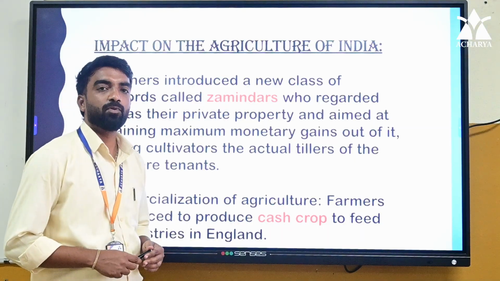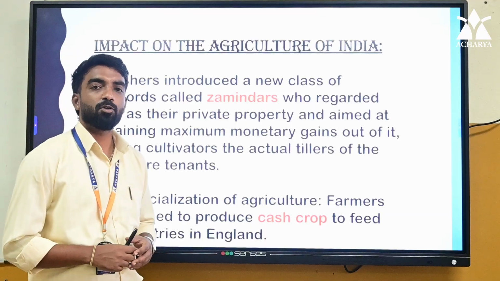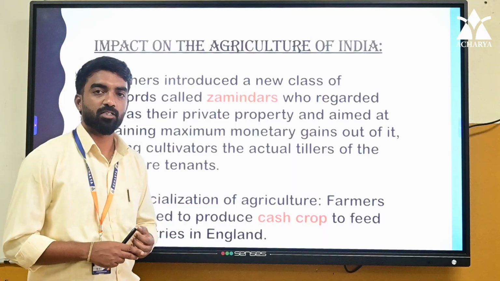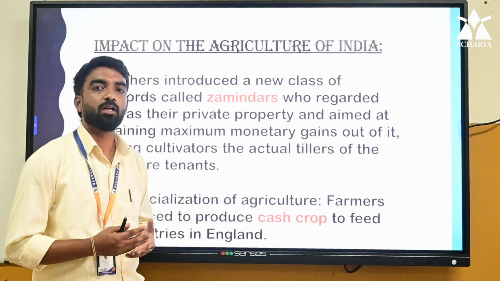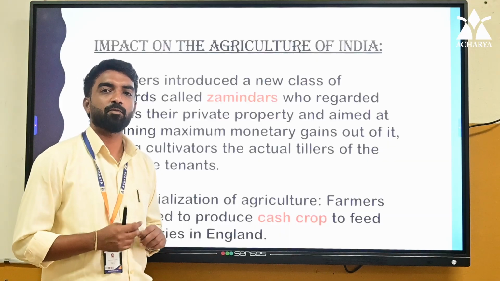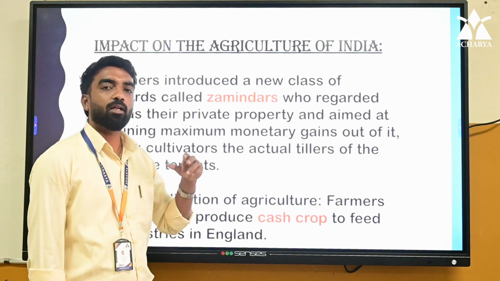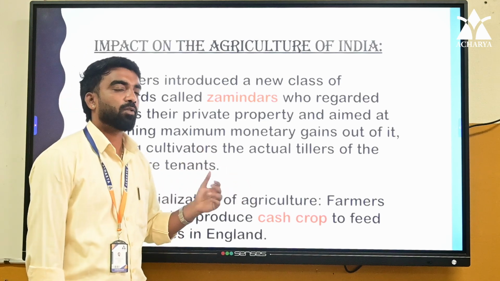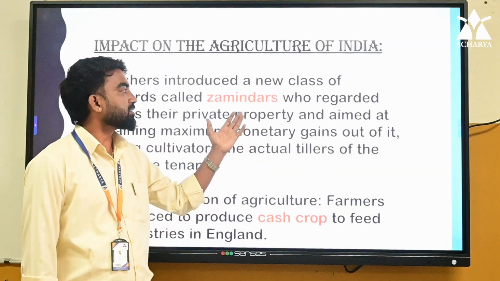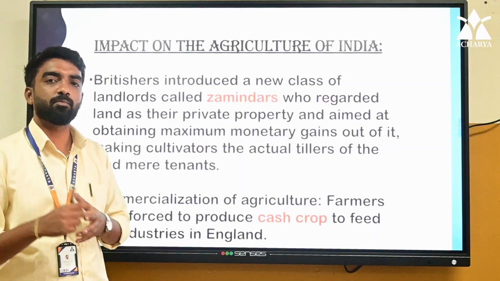So, what was the impact on agriculture in India? Britishers introduced a new class of landlords called zamindars. You might have read in your history textbooks that Britishers introduced three types of landlord systems: the zamindari system, mahalwari system and ryotwari system. Of these, the zamindari system had a more negative impact on Indian agriculture because the land was given as private property to zamindars. They were held responsible for collecting the tax and giving it to the British government.